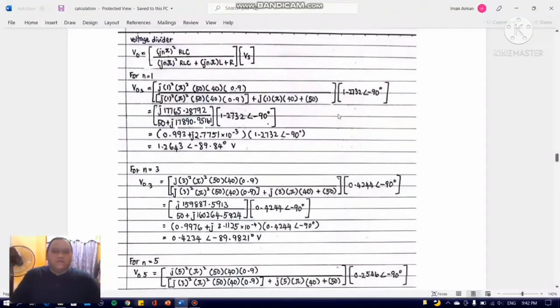My name is Muhammad Iman Aiman, and I will present the calculation for voltage divider VO and VC. So the formula for VO is j n omega squared RLC over j n omega squared RLC plus j n omega L plus R, multiplied by Vs.